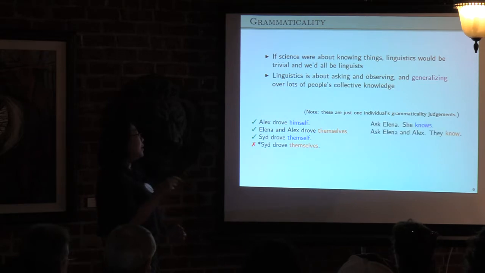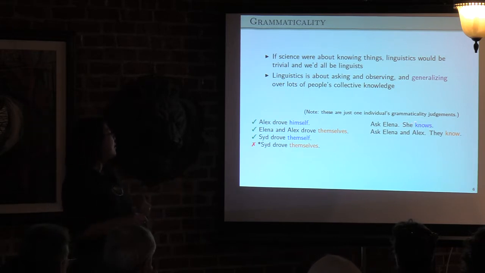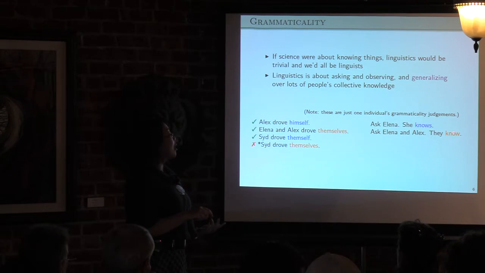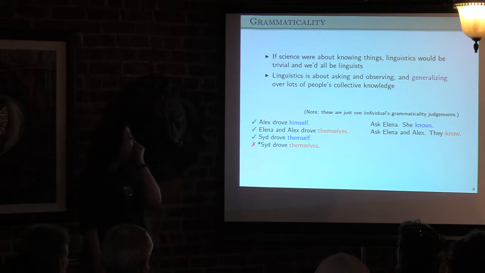So how about these sentences, or pairs of sentences? So ask Elena, she knows, right? So this knows here agrees with she, and it also agrees with Elena. How about ask Elena and Alex, they know, right? So again, we have this number agreement here with both they and this group noun, Elena and Alex, right? Now, how about these?